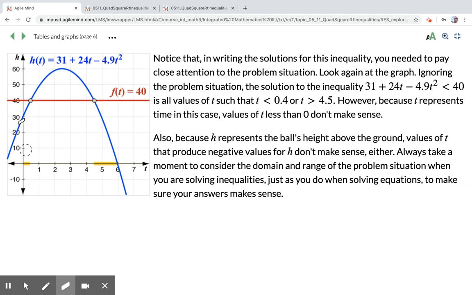So from 0 to 0.4 seconds and from 4.5 seconds to 6 seconds is when the ball will be less than 40 feet in the air. So there you go. Let's go to another question, see if we can kind of help.